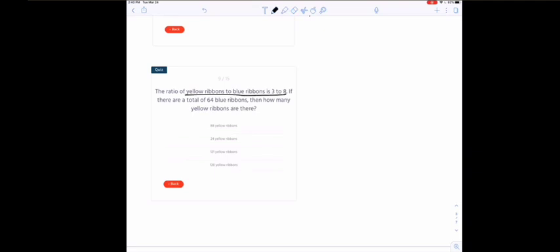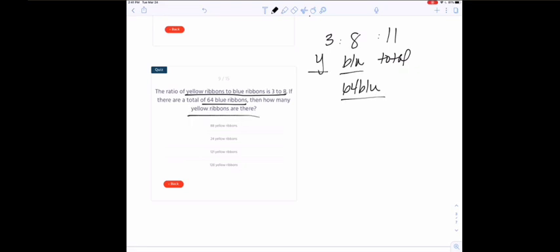So it says, ratio, yellow ribbons to blue ribbons is 3 to 8. So 3 is yellow, 8 is blue. And if I add them together, I get 11 total. What else does it give me? Oh, it gives me 64 blue. Okay, so that means we're definitely going to use our blue. And what is it asking for? Yellow ribbons. So we're going to use our yellow also.